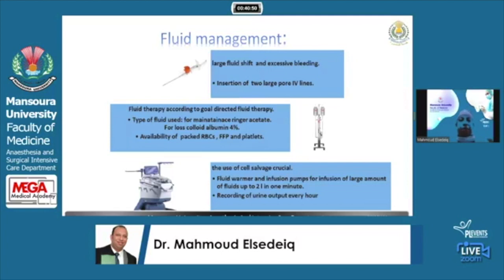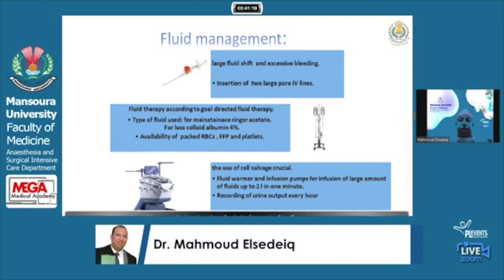Fluid management. Large fluid shifts and excessive bleeding are a special concern in liver transplantation, so we insert two large bore IV lines at the beginning of the operation. The fluid therapy is goal-directed. Types of fluid used: for maintenance, we use Ringer acetate. For loss, we use colloid, albumin 4%. Packed RBCs, fresh frozen plasma, and platelets should be available.